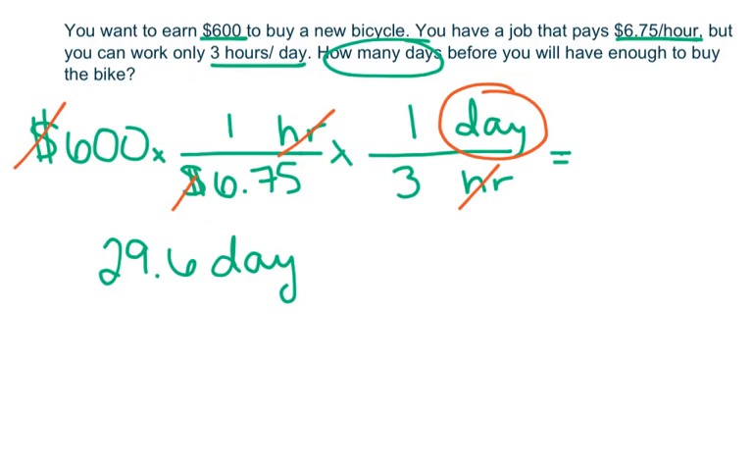Well, now we need to worry about sig figs. 6.75 has 3 sig figs, 3 hours in 1 day. That's technically a counting number because you can count the number of hours you work, 1, 2, 3. But $600, that has only one sig fig. So this needs to be rounded to one sig fig. So 29 rounded to one sig fig is 30 days.